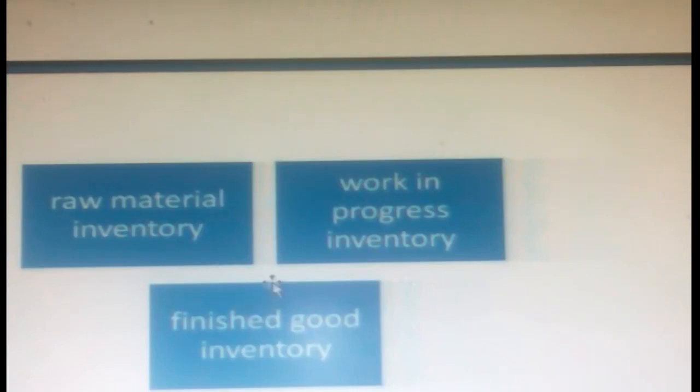What is in our hand? What is our raw material? So what is the work in progress? Then what is our finished goods? You will say FG, correct? See here, what is the meaning of inventory?